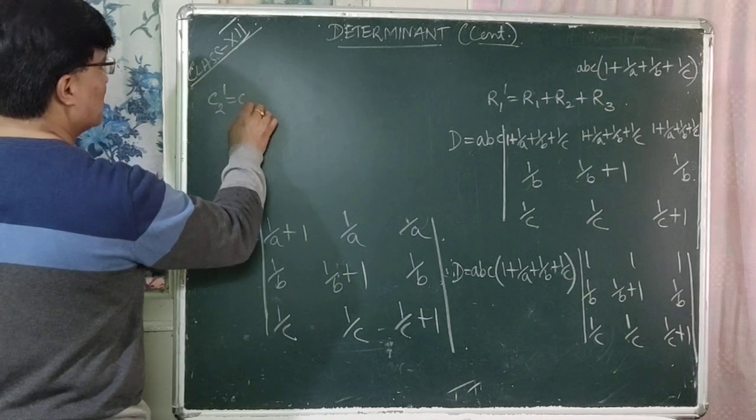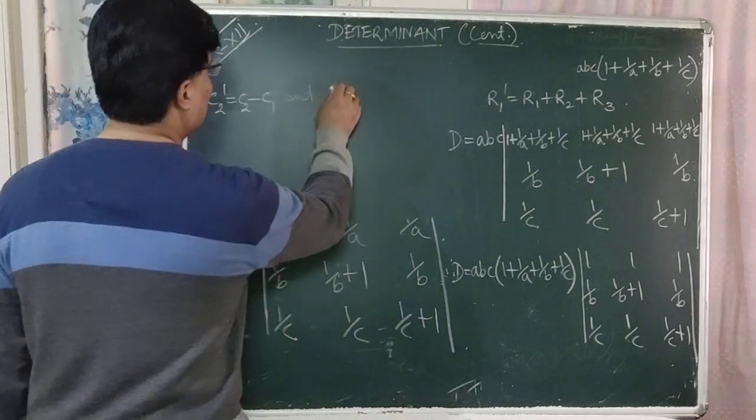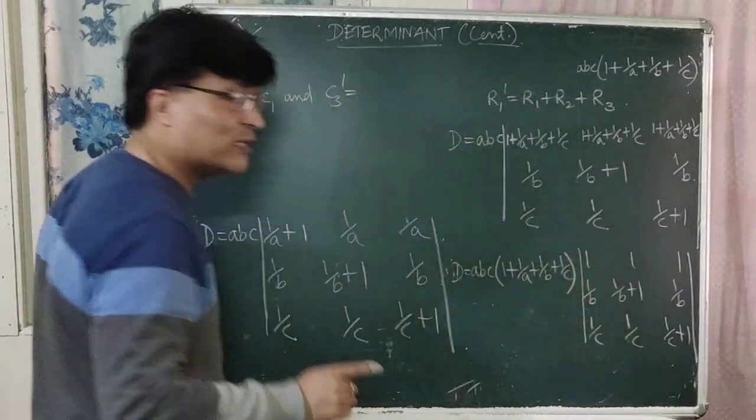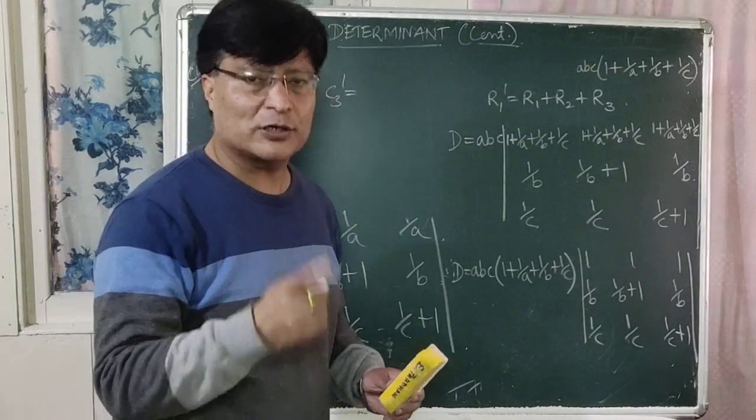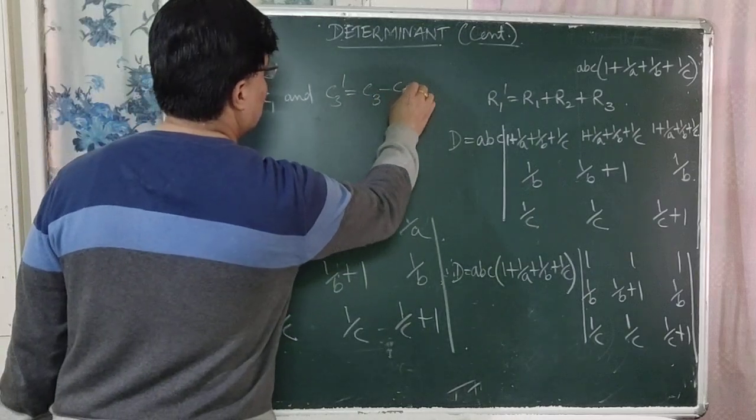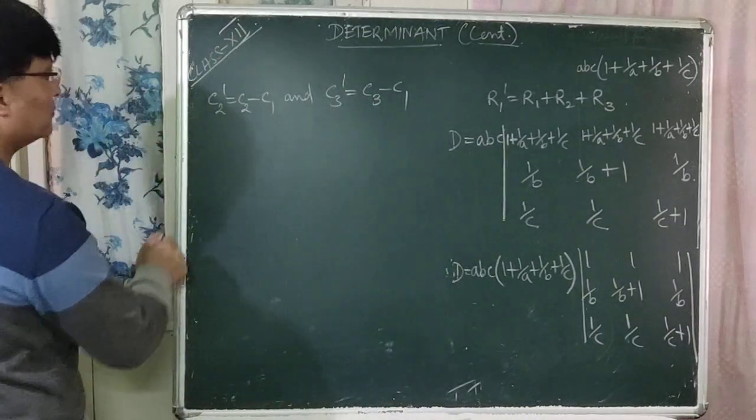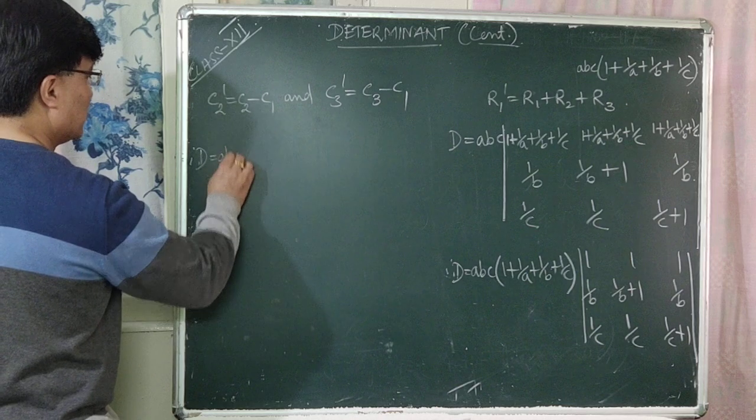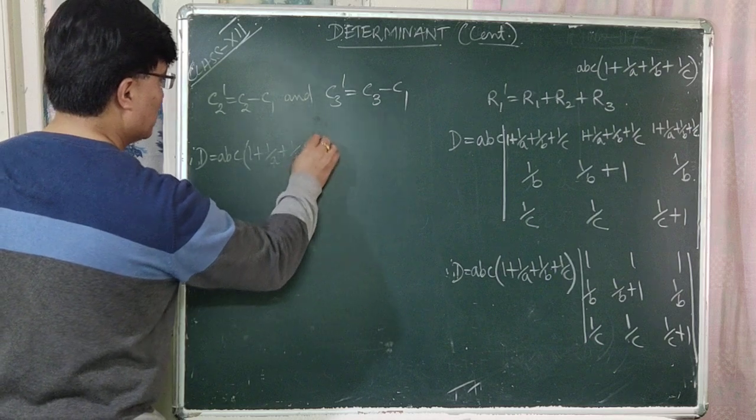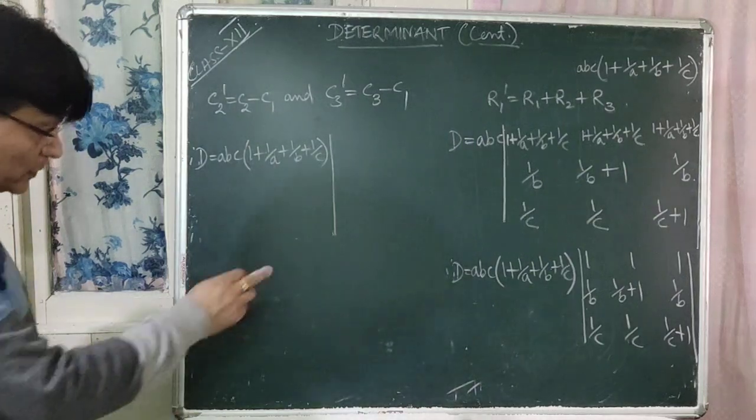How can you use it? C2 dash is equal to C2 minus C1 and C3 dash is equal to, what will you do? Will you do C3 minus C2 or C3 minus C1? Which one is easier? You may do C3 minus C2 also or C3 minus C1, but which one is easier? C3 minus C1. C3 dash is equal to C3 minus C1. So let's use this property now. So therefore D is equal to ABC within bracket 1 plus 1 upon A plus 1 upon B plus 1 upon C, right? So now what is the first column? First column remains same.